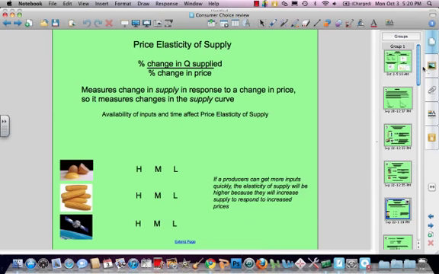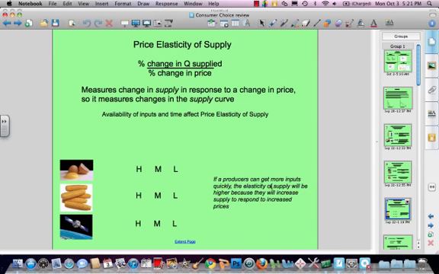We talked about price elasticity of supply, defined as percent change in quantity supplied over percent change in price. This measures the change in supply in response to a change in price. So it measures changes in the supply curve rather than changes in the demand curve. We talked about availability of inputs and time and how they affect price elasticity of supply. We talked about 3 different goods and whether you can get more inputs quickly as demand for these goods changes.